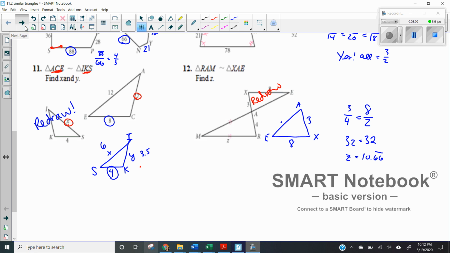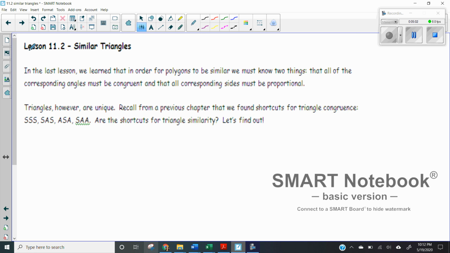Okay, so let's start our next lesson here. 11.2, grab your notebooks if you need to. Make sure you take some notes with me. We are actually looking for triangle similarity shortcuts today. Maybe you can add that to the title of your notes here.